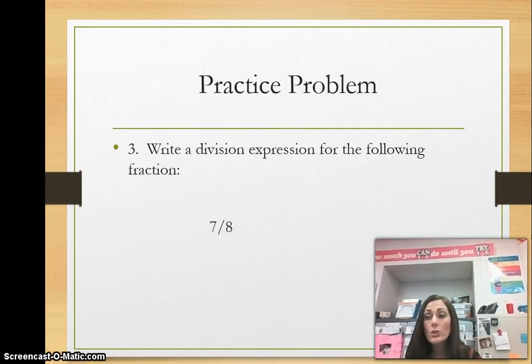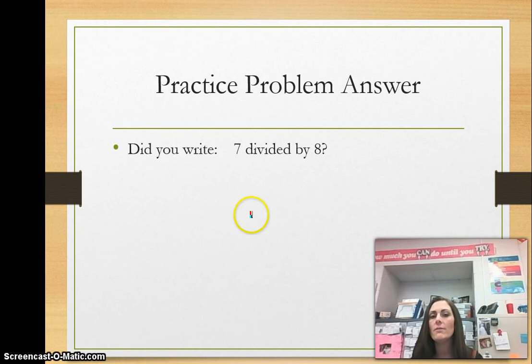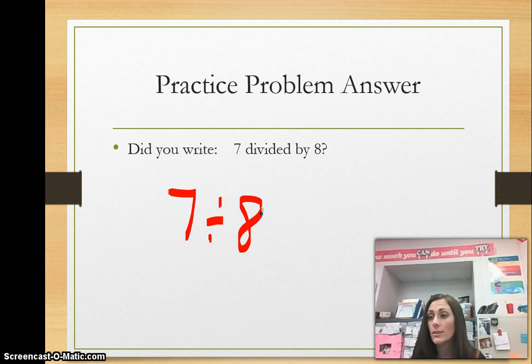Now, these next ones are super easy. What I want you to do first is to write a division expression for the following fraction. So here's your fraction, 7/8. So just write a division expression, just like you've seen. 4 divided by 6, that would be the division expression. So push pause and go ahead and write your division expression and push play when you're ready. So did you write 7 divided by 8? And you would be correct. That would be a division expression.